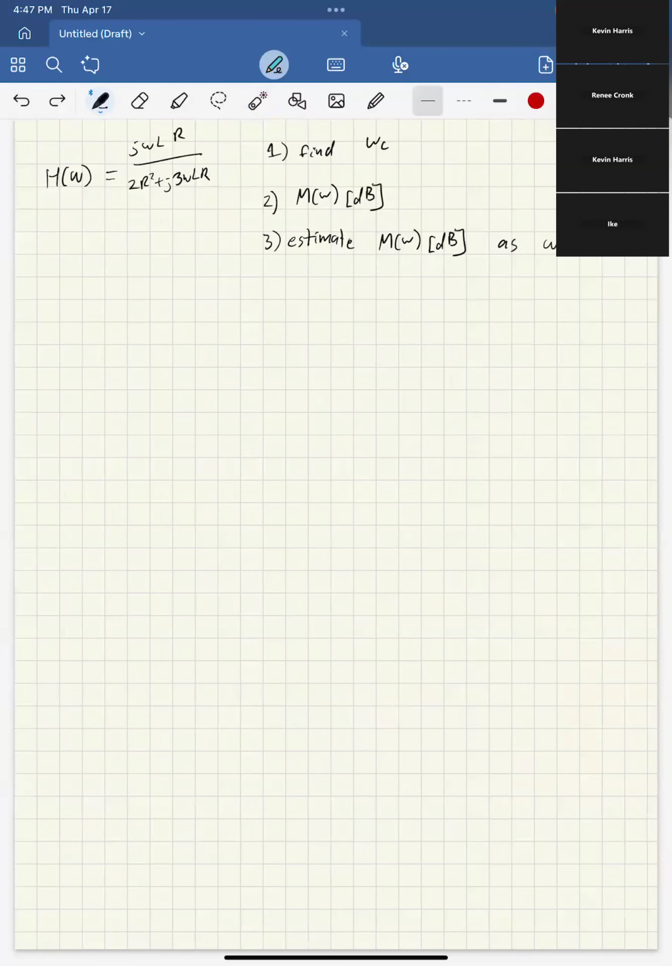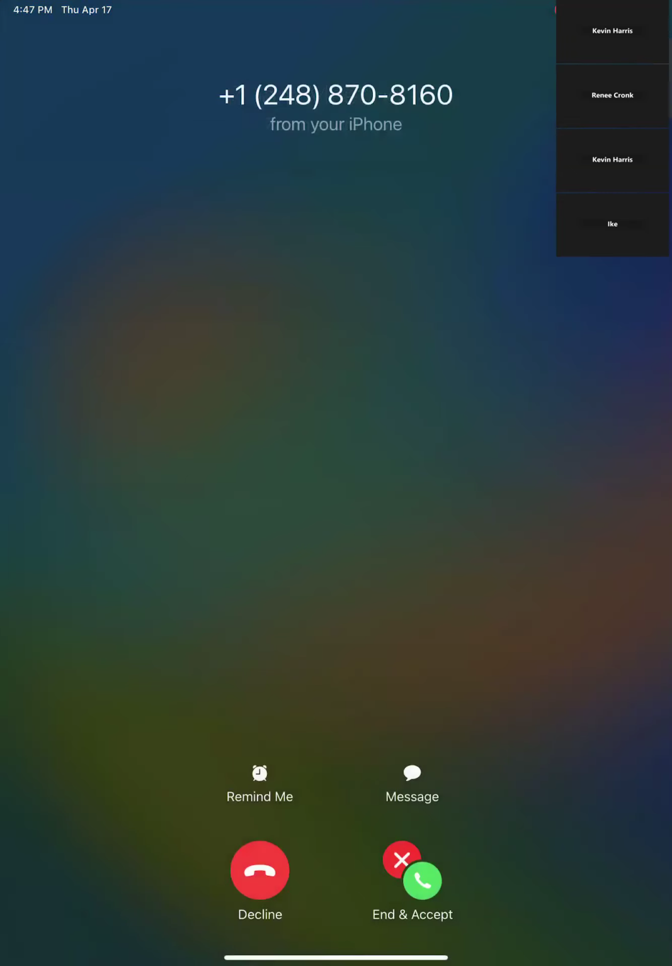Okay, back to this question. So it's asking us to find the corner frequency. Bruh, I'm getting all the phone calls today. That's this one I probably should answer. Okay, I'll pick this one up right now.